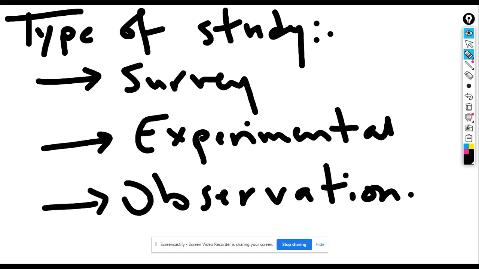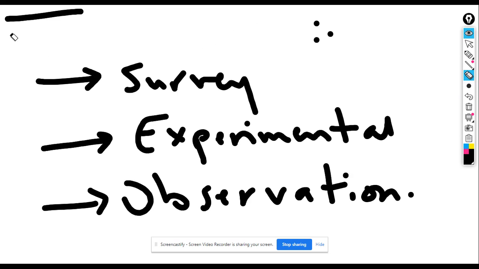So the difference between the three. If I ask you about your opinion, that's a survey. If I test a habit, that's observation. If I have a control or I test something new, that's going to be experimental. So that's the three different statistical studies.